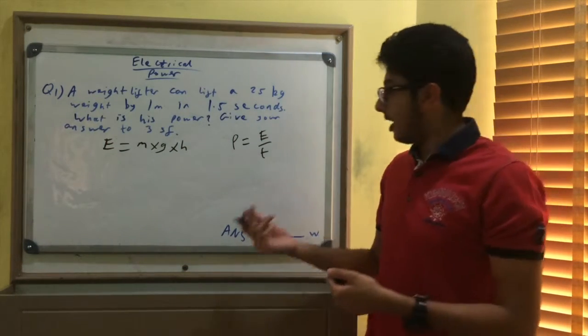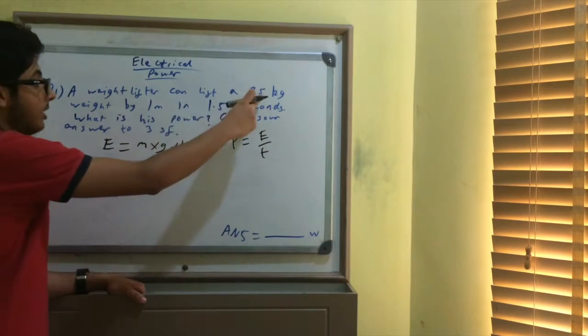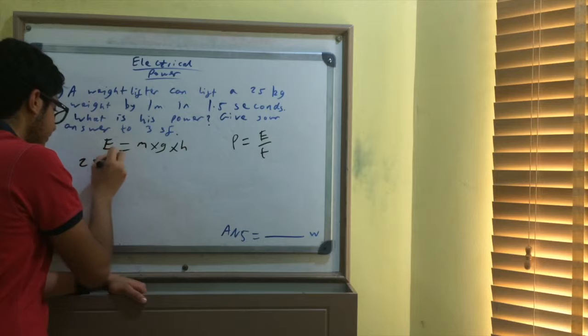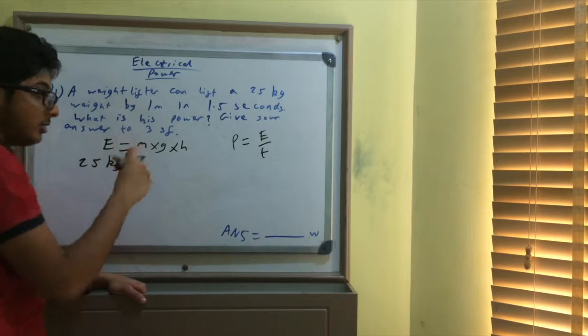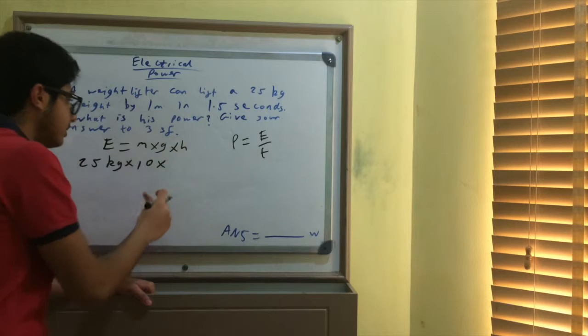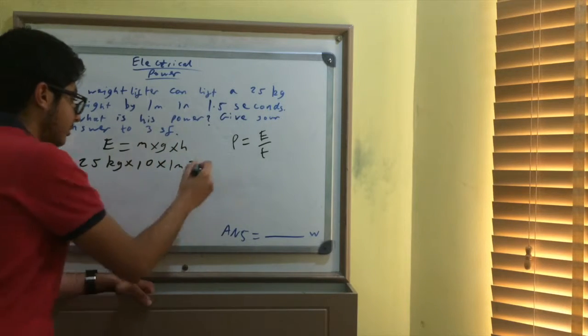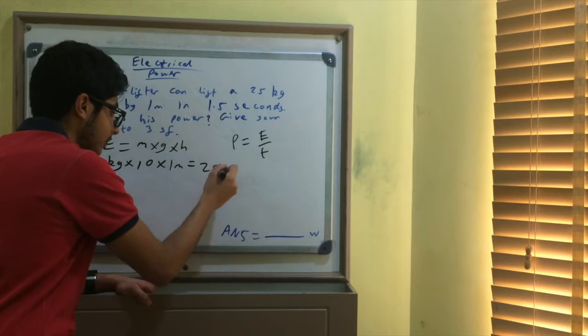Let's substitute in some values. Energy: what's the mass? 25 kilograms. The gravitational field strength of Earth is about 10, times by the height, which is 1 meter. That is going to give you 250 joules.